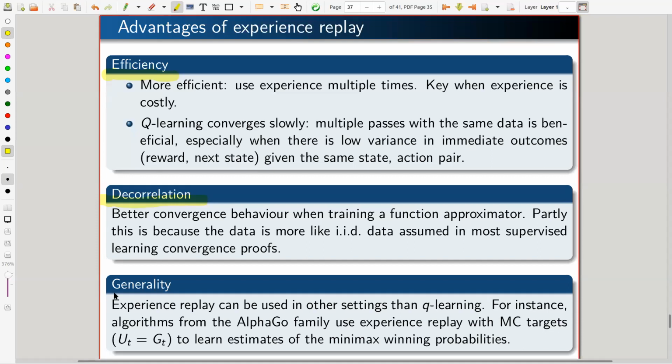And generality. Experience replay is very general. I mean, you can use also other kinds of targets. For instance, in the famous AlphaGo family of software, there are several AlphaGo, and the last one is called AlphaGo Zero, and this is probably the AlphaGo that one is referring to when one talks about AlphaGo. But we can say there are several algorithms derived from the original AlphaGo algorithm, and they all use a sophisticated sort of experience replay where targets are Monte Carlo targets instead of SARSA targets. And they use these targets to learn estimates of what are called winning probabilities. Okay, this is another story.